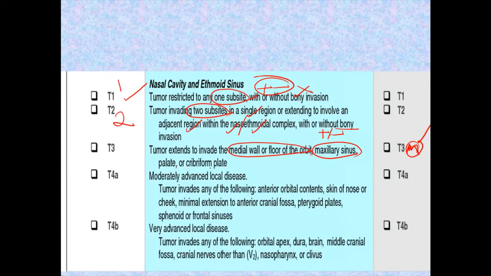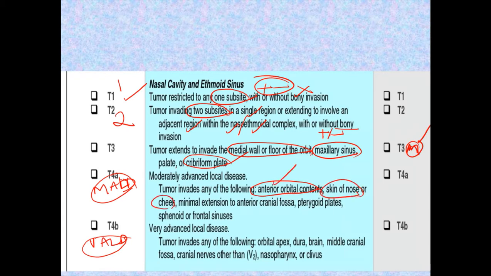So maxillary sinus, cribriform plate. T4 is subdivided, I already told you about T4. You can write this as T4A and T4B, very advanced local disease. T4A is moderately advanced, and involves anterior orbital content, same as before, and skin of the nose or cheek.